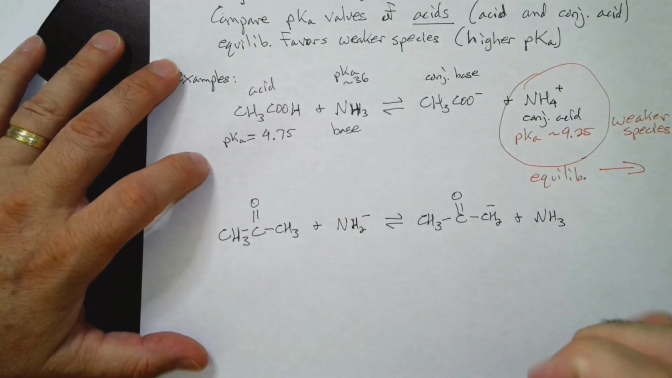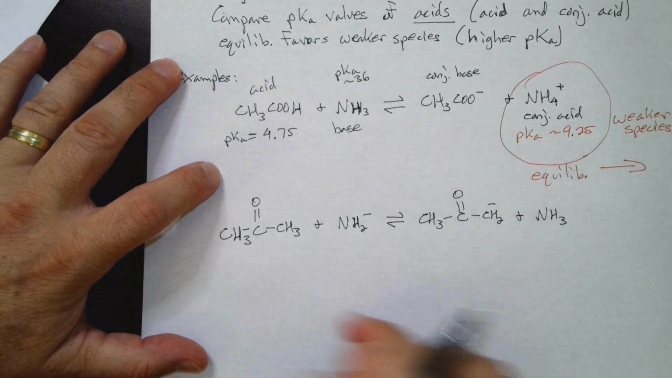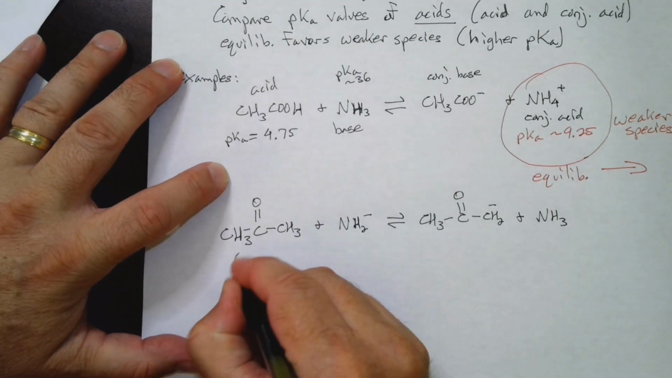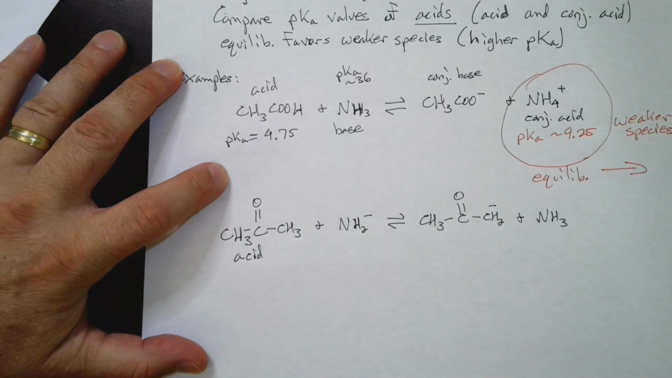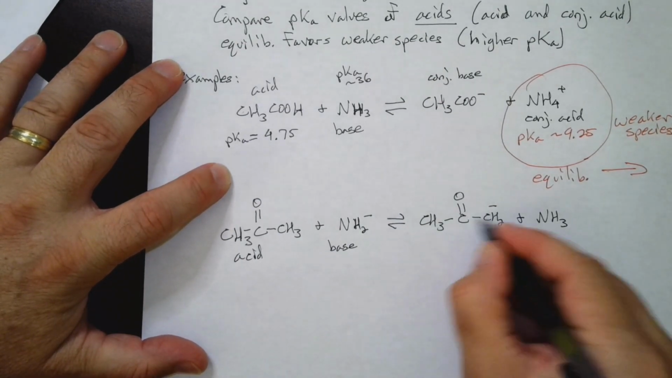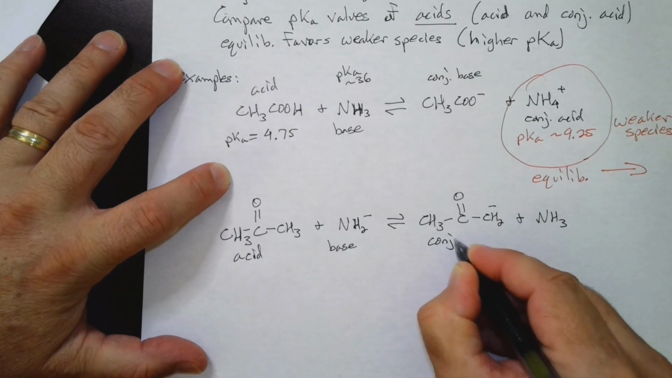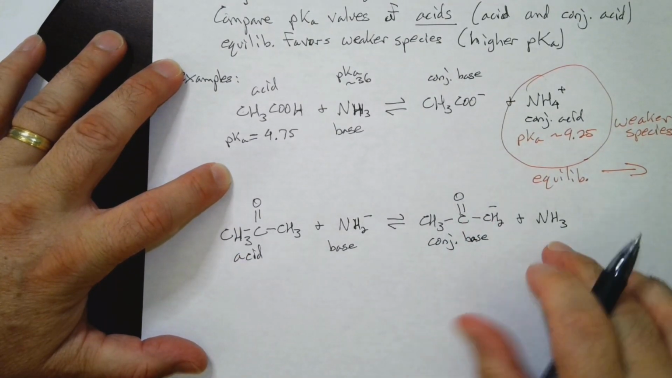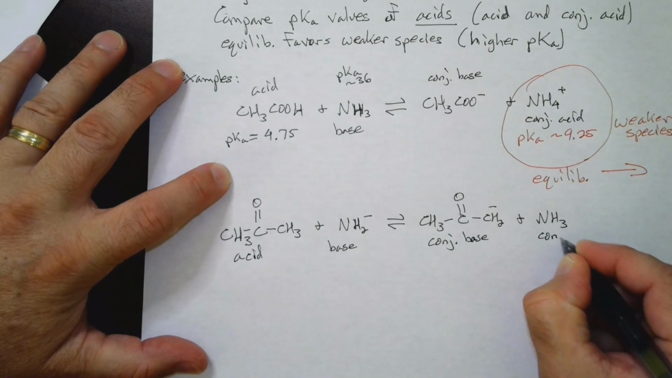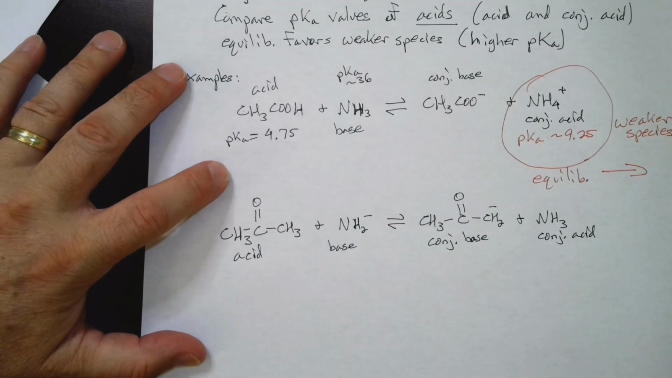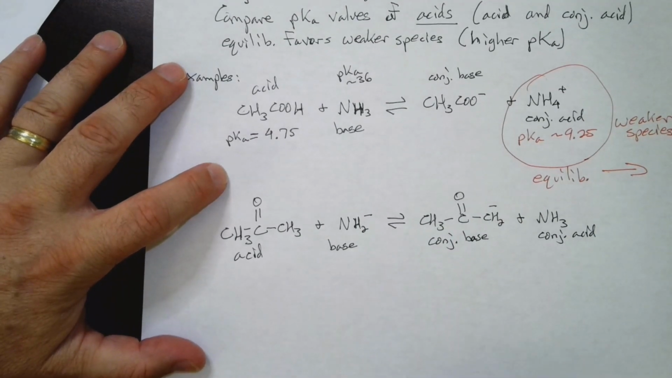Anyway, so what do we have? Well, we have something losing a proton. Our acetone is losing a proton, so that's our acid. And that means we have our base here. And our conjugate base is the acid after it's lost the proton. And then our conjugate acid is what's picked up the proton, when the base has picked up the proton.